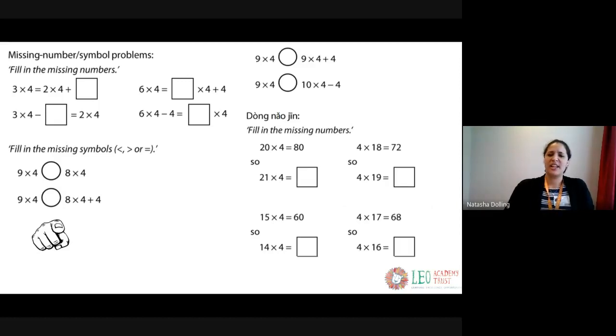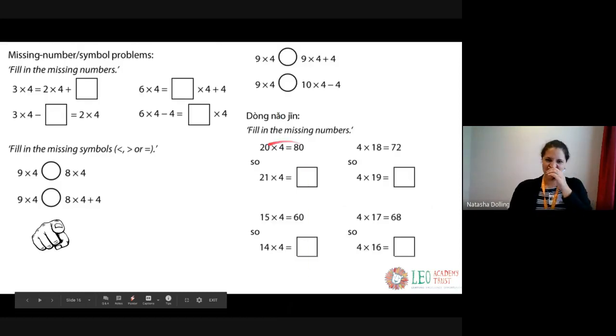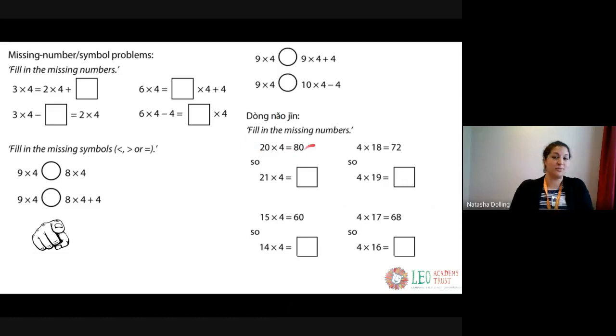So just like we were doing here, when we were using the facts that we knew to work out facts that we didn't know, how can we get children to extrapolate this and apply it to this? If we know what 20 times 4 is, how do you use that to work out 21 times 4? If you know what 4 times 18 is, how do you use that to work out 4 times 19? And same here, if you know 15 times 4, how do you use it to work out 14 times 4?